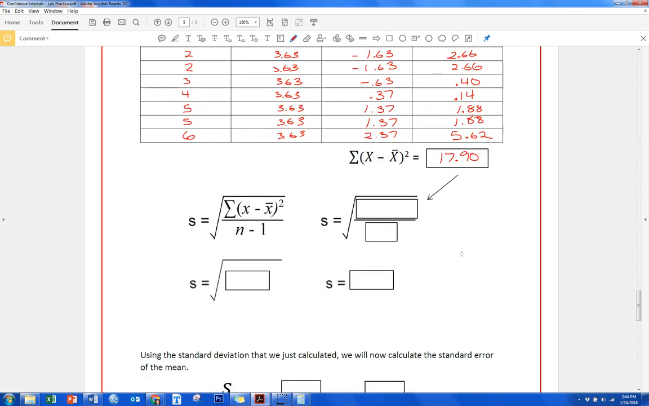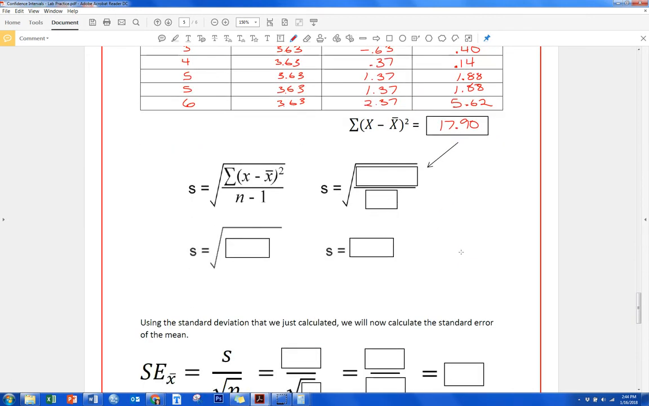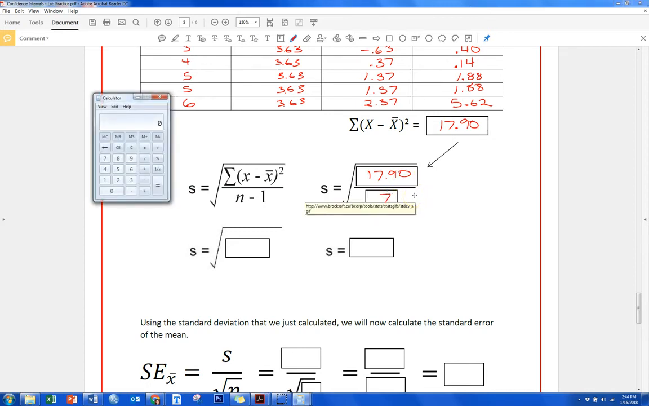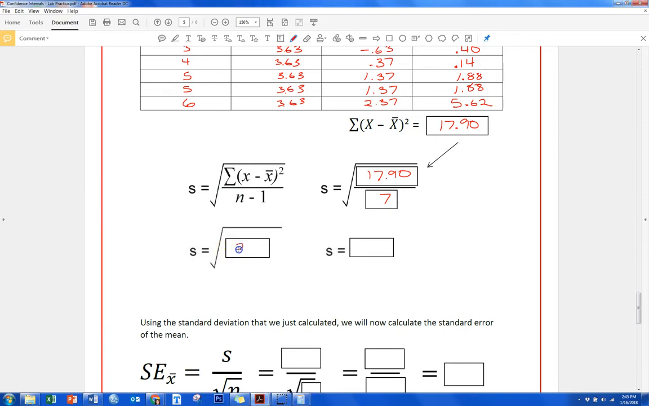Let's see how this factors into the rest of the equation. This is in the numerator, 17.90. Right, so all this turns into 17.90. Now n is 8, because there are 8 observations. We got rid of 2. So 8 minus 1 is 7. So 17.9 divided by 7 is 2.56, rounding.